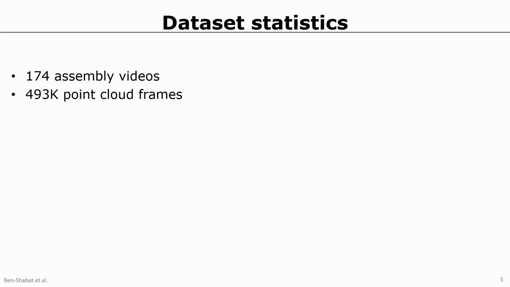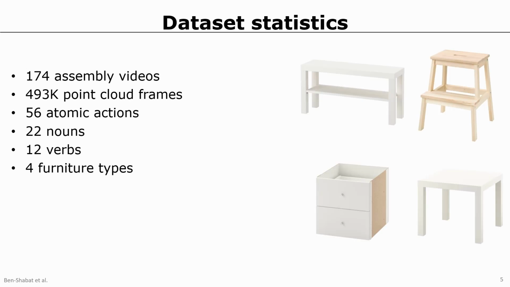The dataset consists of 174 assembly videos containing 493,000 point cloud frames, each annotated with one of 56 atomic actions. Each atomic action is composed of a verb and noun pair. Overall, there are 22 nouns that specify the assembly parts, fasteners, and tools, as well as 12 verbs describing a particular assembly motion. To efficiently process the data, we subdivide it into clips containing 32 frames each.